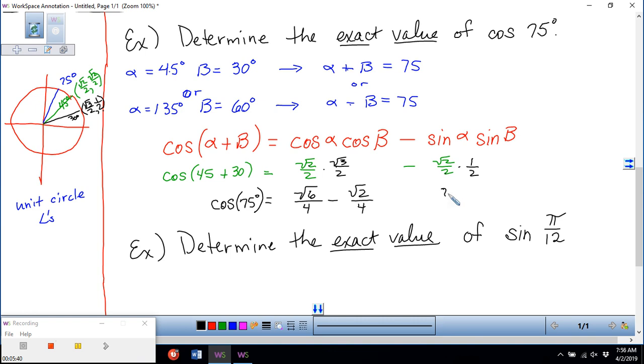You could also write it as the square root of 6 minus the square root of 2 over 4, and just make it into one fraction. But these would be the exact value of the cosine of 75 degrees. Go ahead and pause, and we will continue on with the second example.